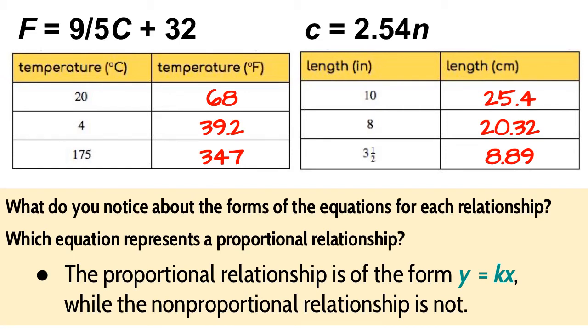If we look at these two equations, which are formulas we can use, the one on the left is the formula for finding Fahrenheit from Celsius, and the formula on the right is converting inches into centimeters. What do you notice about the forms of the equations for each relationship? Which equation has a proportional relationship? The answer is it's this one right here. The proportional relationship is of the form y equals kx, while the non-proportional is not. This extra plus makes it non-proportional.